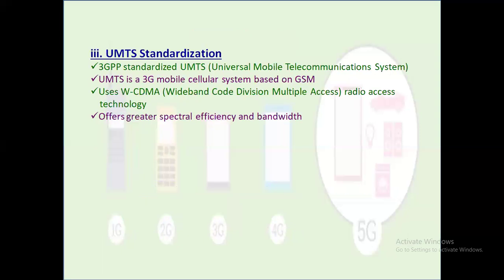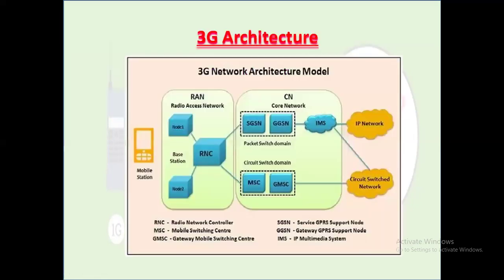Next, UMTS standardization, the 3GPP. You should know what is meant by 3GPP? Third generation partnership project. It standardized UMTS, Universal Mobile Telecommunication System. This UMTS is a 3G mobile cellular system based on GSM, and it uses WCDMA, wideband code division multiple access radio access technology, and it offers greater spectral efficiency and bandwidth compared to FDMA and CDMA.